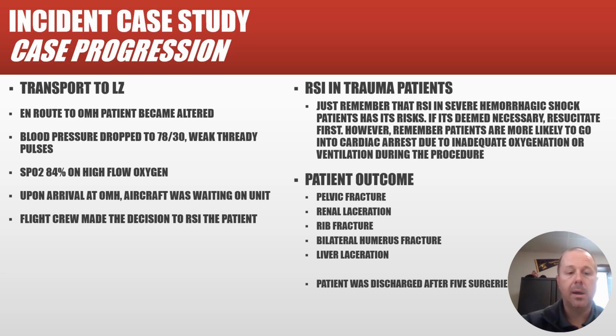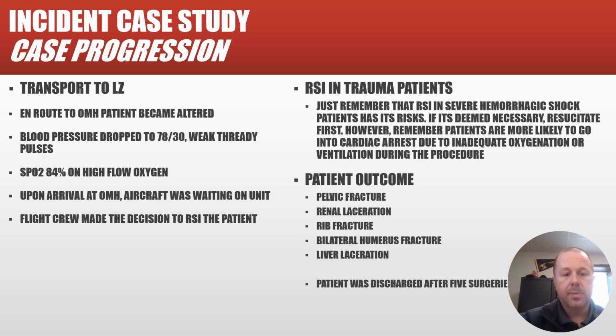As we were en route to the hospital, the patient became more altered. Blood pressure dropped to 78/30 with weak, thready pulses. At that point, we had only gotten 100 cc's of whole blood in. SpO2 was 84% on high flow oxygen. Due to him being altered, we had to start assisting ventilations with BVM.